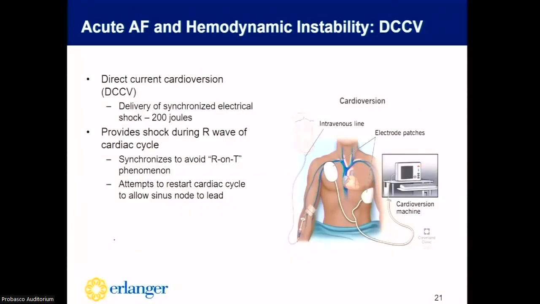And then finally, just kind of rounding out our general treatment approaches for these patient populations. For your hemodynamically unstable patients, the guidelines recommend direct current cardioversion. So this is typically using about 200 joules, and really you're just trying to restart the cardiac cycle to let the sinus node lead. We're not going to spend a ton of time talking about direct current cardioversion and focus more on some of our drug agents.